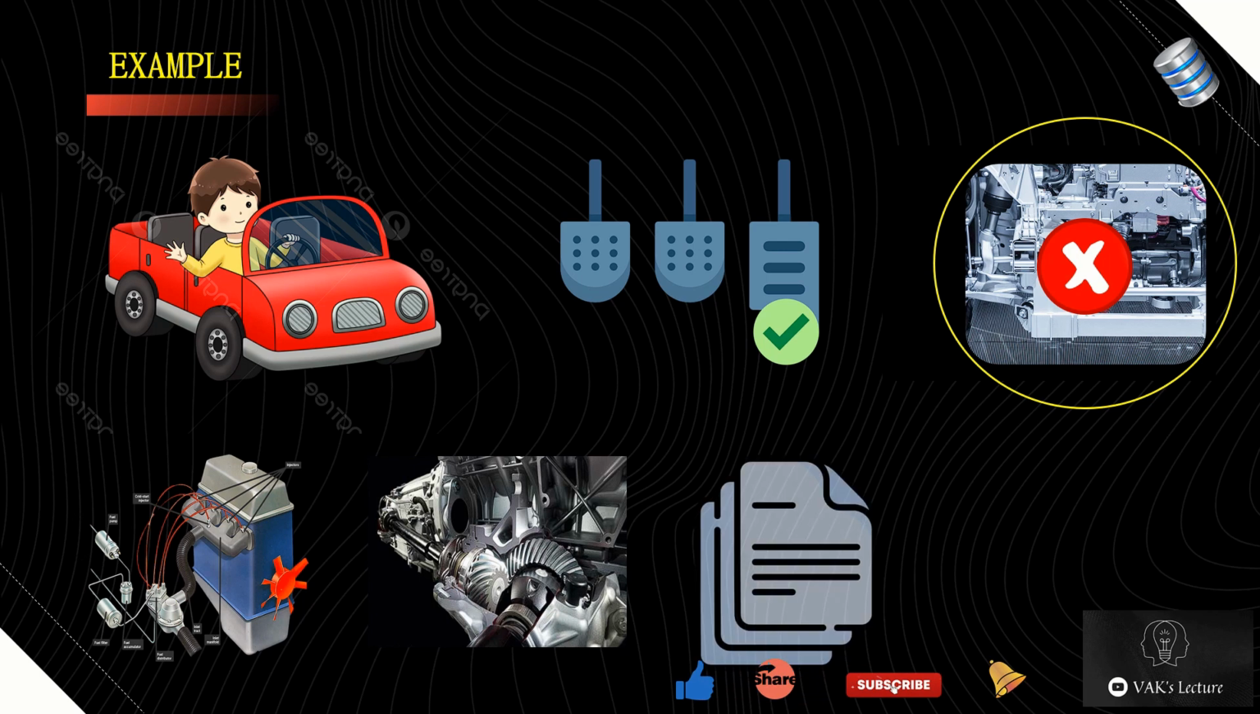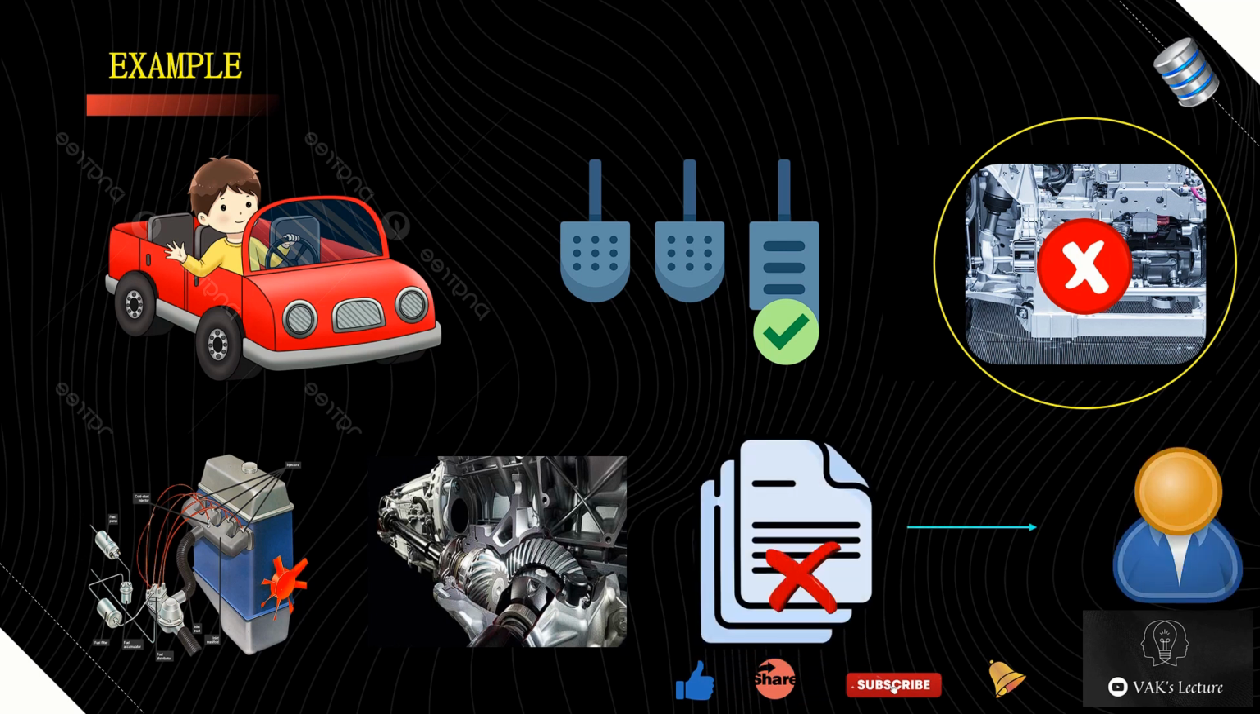The same is done with the data. The irrelevant data is not shown to the user. The user can see only the relevant data which is required by him, which makes it easy for the user to interact with the database.